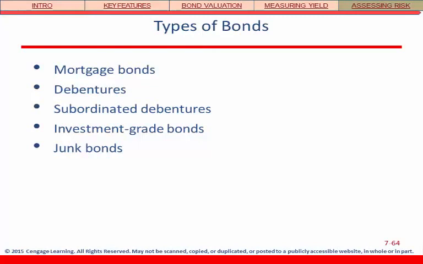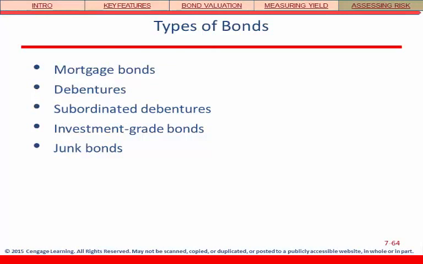And then with these subordinated debentures, remember, it goes back to that word subordinate. You're talking about bonds that somehow rank lower, right? So they're going to get paid off after more senior debt issues. And then finally, we get to some unique terms such as investment grade bonds and junk bonds.